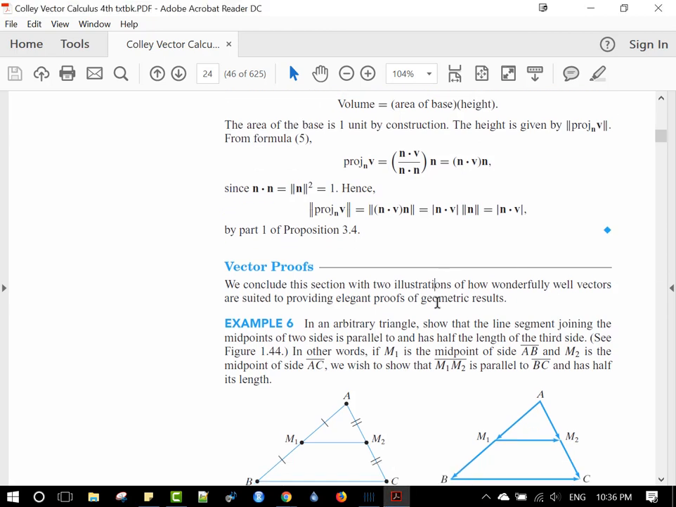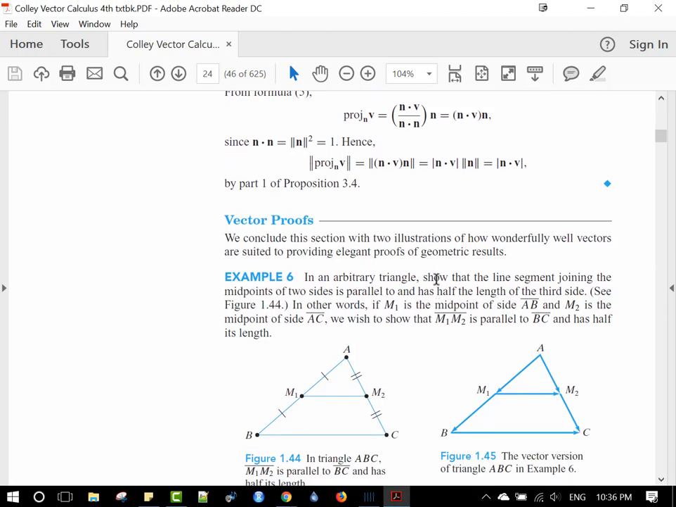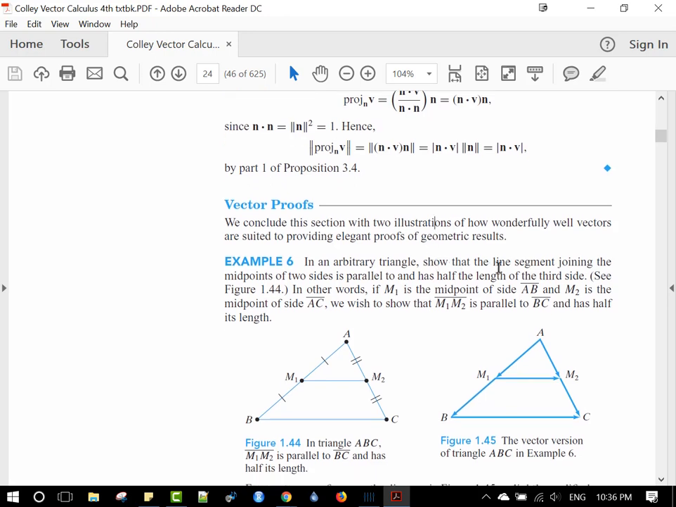Okay, then they talk about vector proofs of some geometric results. Show that the line segment joining the midpoints here is parallel to and has half the length of the third side. So that this supposedly is parallel to this, and its length is half the length of this. So they do it in terms of vectors, and supposedly it's easy to do. So I'll let you look at that.